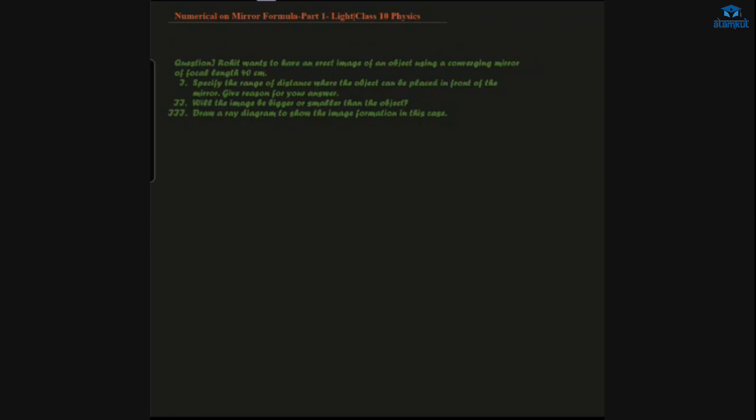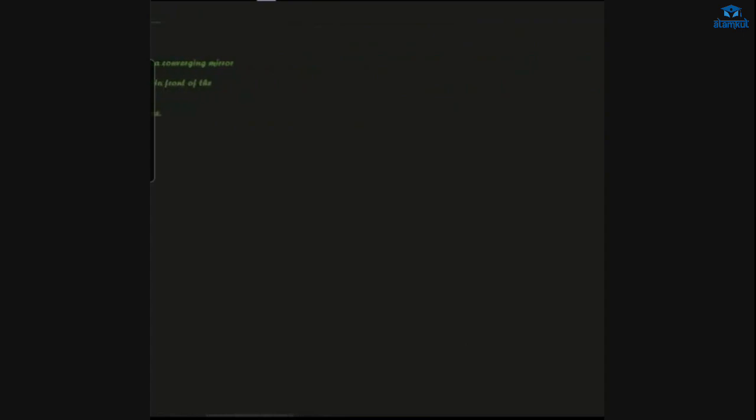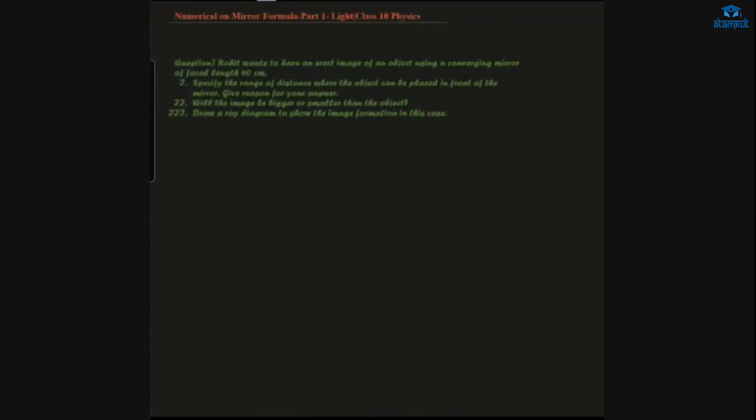We'll get to know how to solve the numericals on the mirror formula. Okay, so here we go. There are three questions that I have come up with, so we'll solve them one by one.